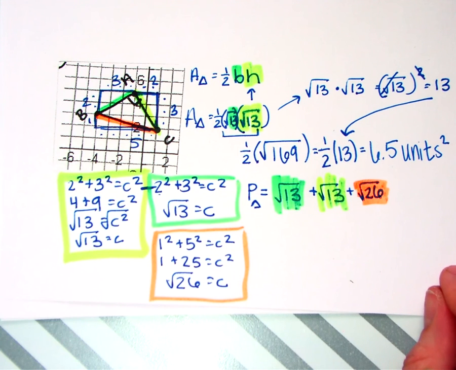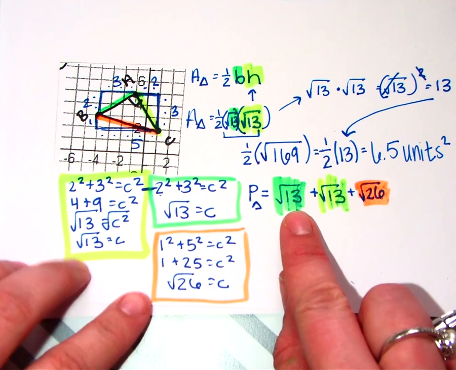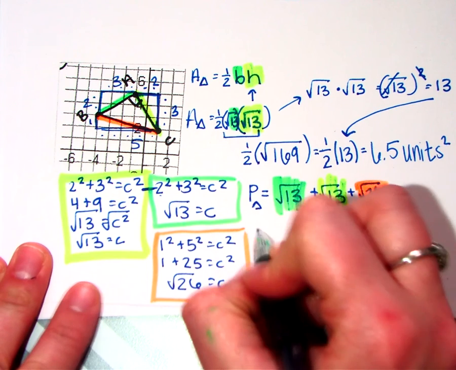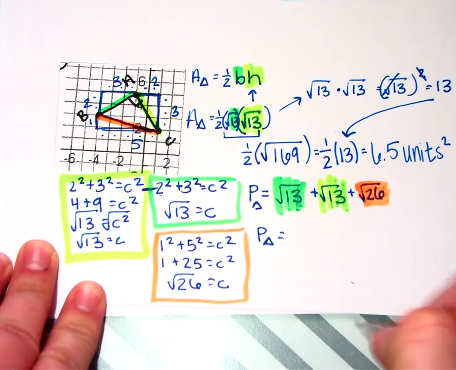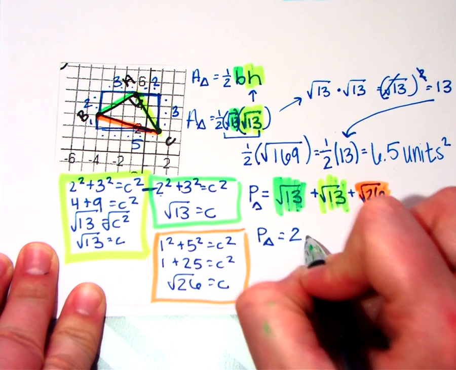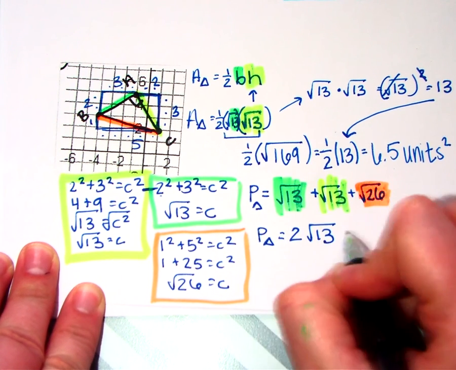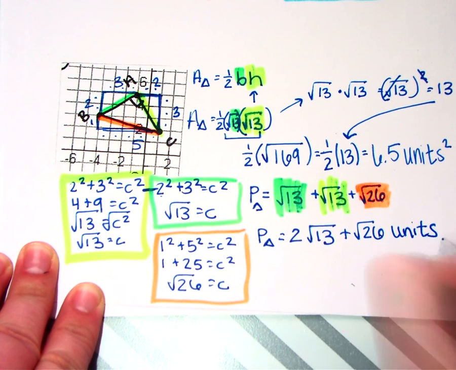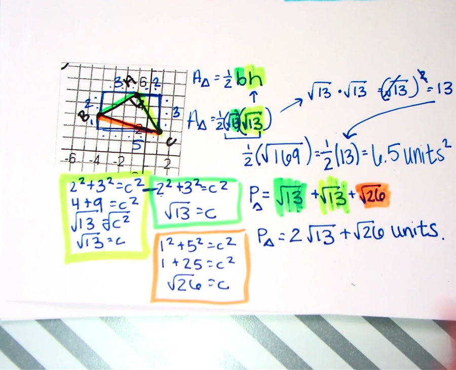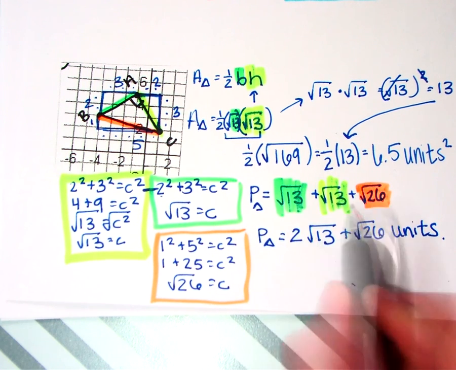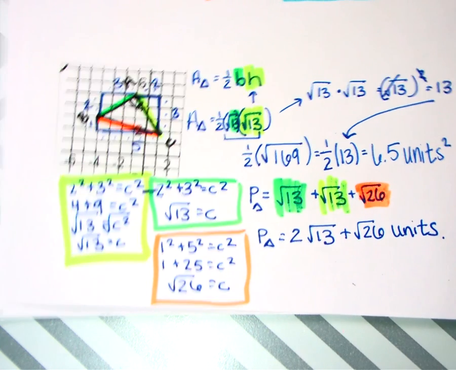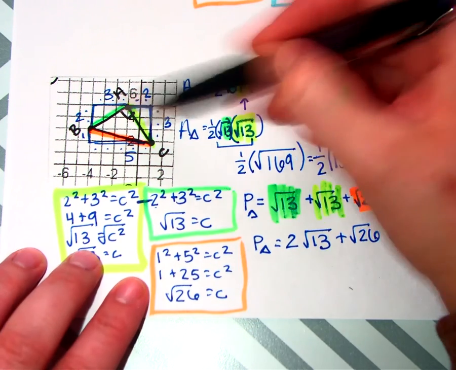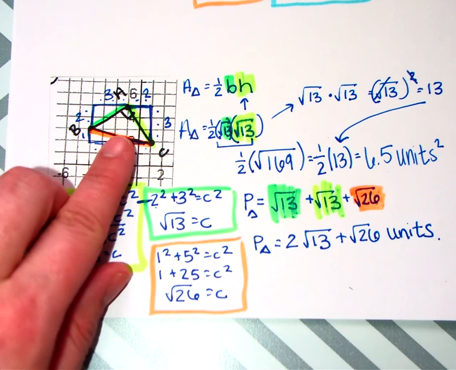To finish perimeter here, if you have two that are the same, it's like combining x's. X plus x is 2x. So the square root of 13 plus the square root of 13 is just 2 square roots of 13 plus the square root of 26 units. So we actually just simplified our answer here by doing square root of 13 plus square root of 13. Again, when you are finding the area and perimeter of a right triangle, the height and base are part of the perimeter because they're sides of the triangle.